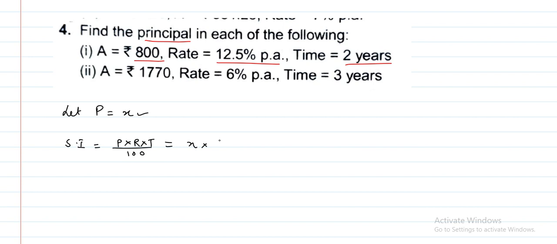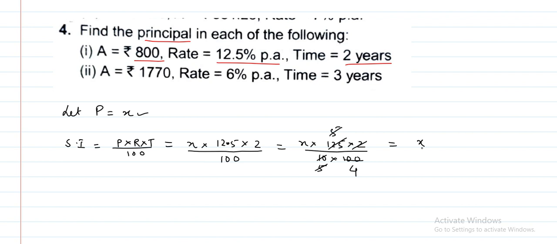Rate is 12.5%. Time is 2 years, by 100. We will remove the decimal. So it will become x into 125 into 2. Since we have removed one decimal from here, we will write here 10 into 100. Now we will cancel it. So 25 5s are 125 and 25 4s are 100, and then 2 5s are 10 and the 5s have cancelled. So it will be x by 4. So x by 4 is what? It is our simple interest, when the principal is x.